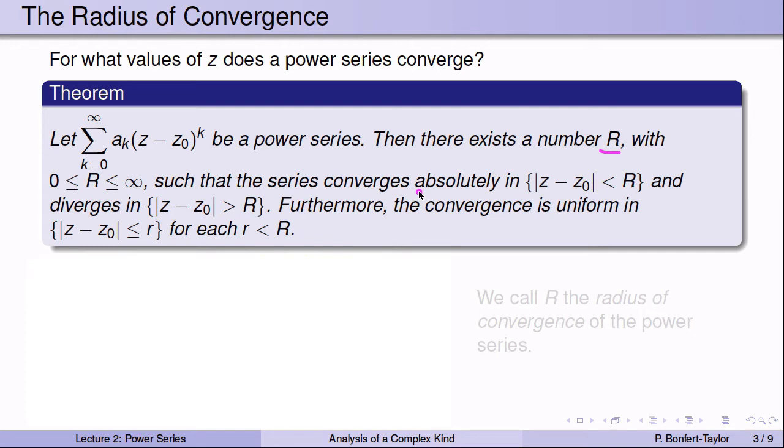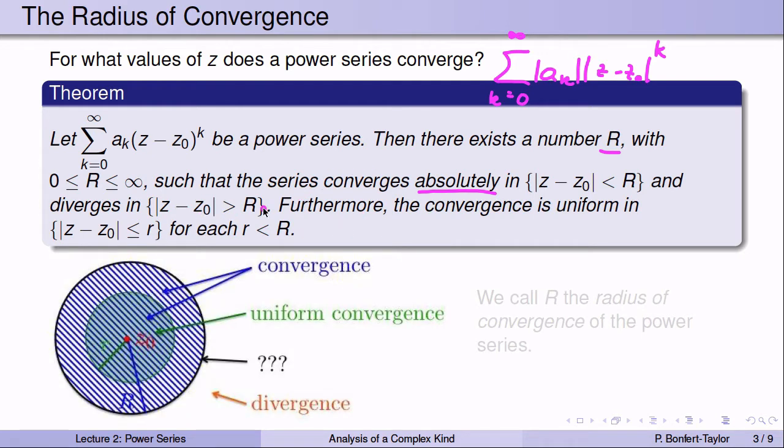Remember what absolute convergence meant? That means if I put absolute values around all the terms of the series, then the series still converges. We noticed that absolute convergence implies regular convergence, but the reverse is not necessarily true. Furthermore, the convergence is uniform in the absolute value of z minus z0 less than or equal to r for each r that's less than uppercase R. Uniform convergence means that if I plug in different values of z's, the convergence is kind of equally fast. We won't go into details here.